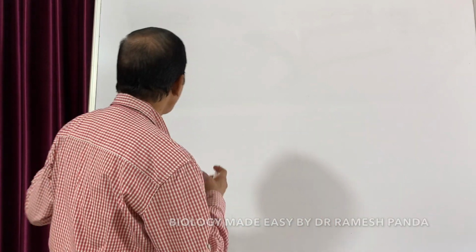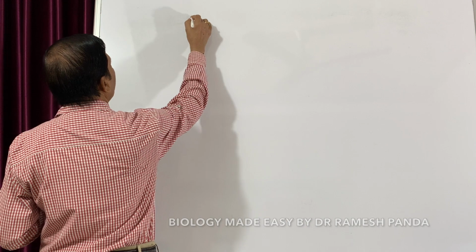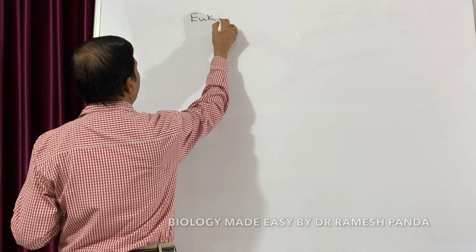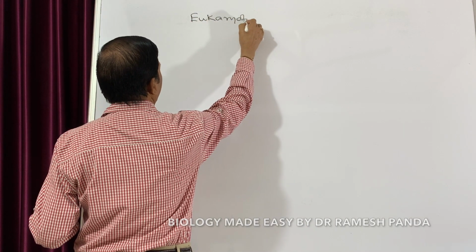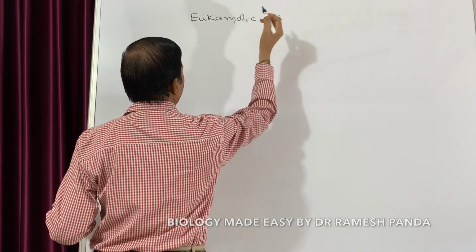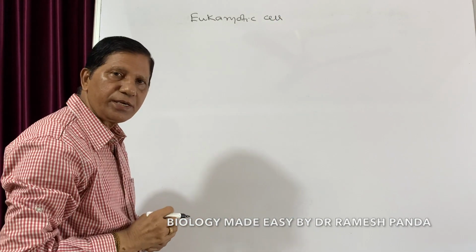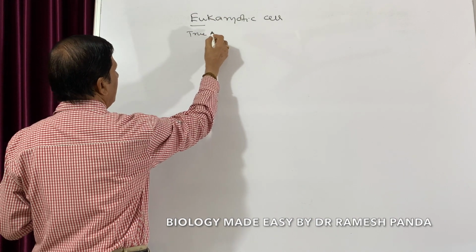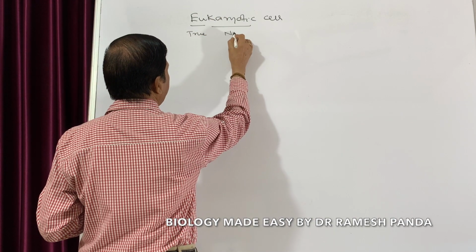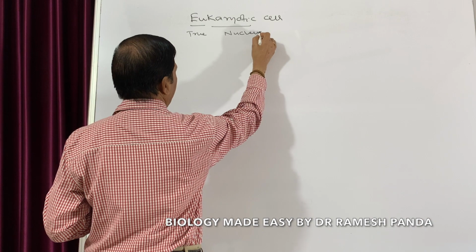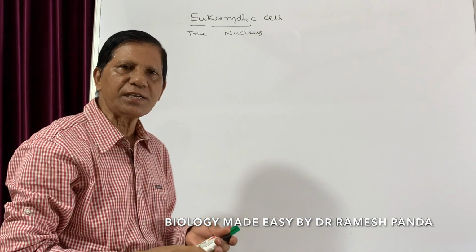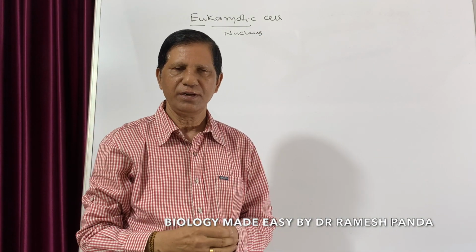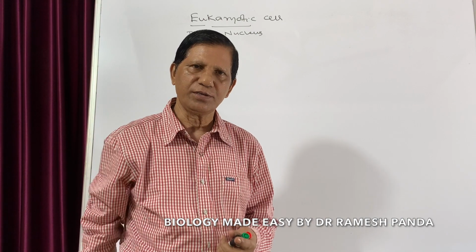Today in this video, we'll discuss eukaryotic cells. When we discuss the eukaryotic cell, eu means true, while karyon means nucleus. That means the cell which has a true nucleus. So what is the meaning of true nucleus?